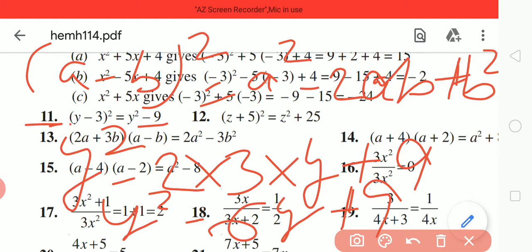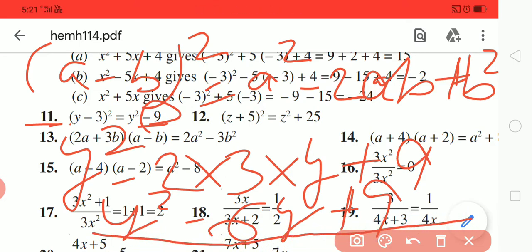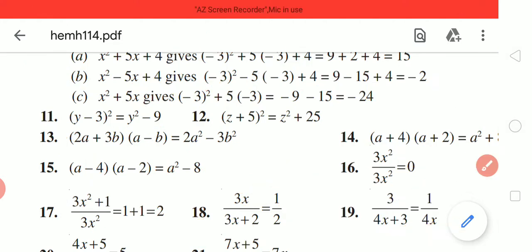This is a complete error, and you can circle this minus 9 fully, and this is the correct form, y square minus 6y plus 9. Let us come to question number 12.